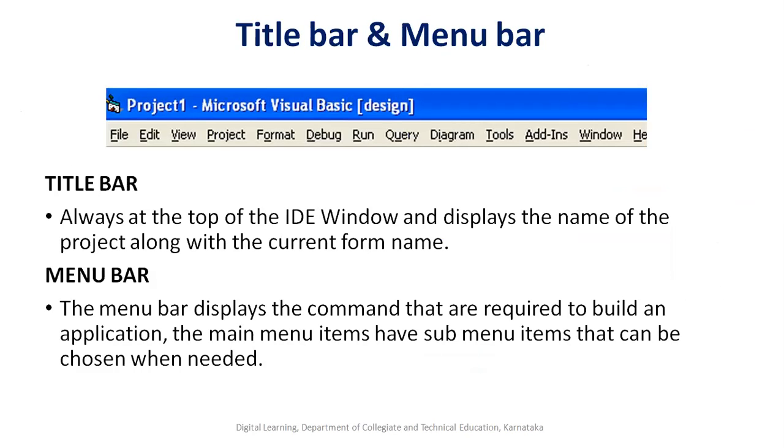Title bar and menu bar. The title bar is always at the top of the IDE window and it displays the name of the project along with the current form name. By default, Project 1 Microsoft Visual Basic Design Form 1 is displayed. Menu bar. The menu bar consists of commands required for developing, maintaining, and executing programs in VB. Menus are groups of related capabilities from which a user can select required choices.